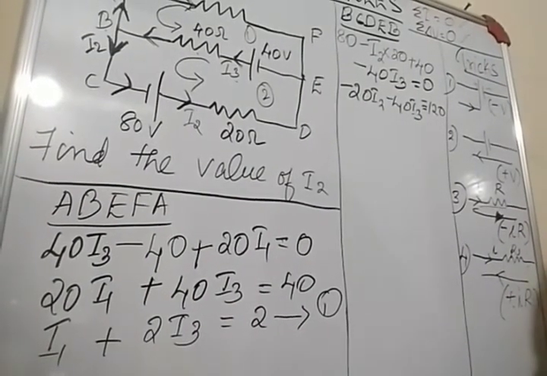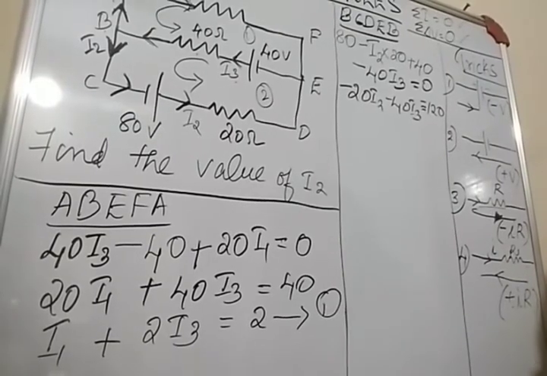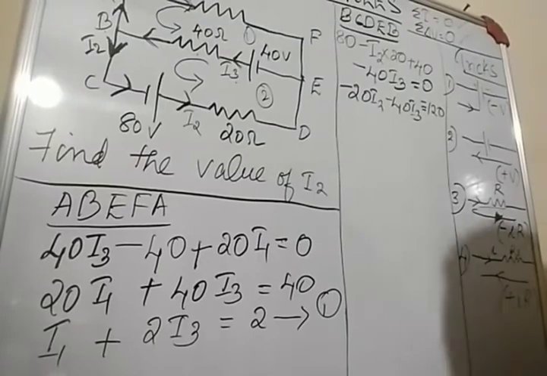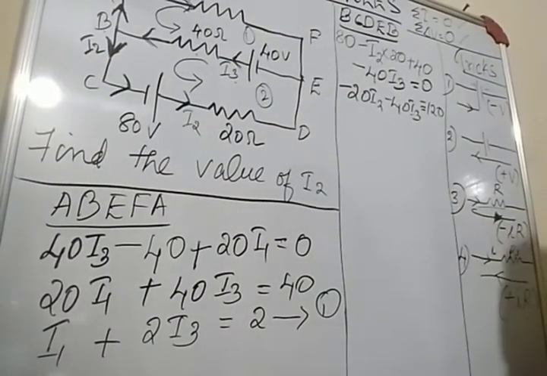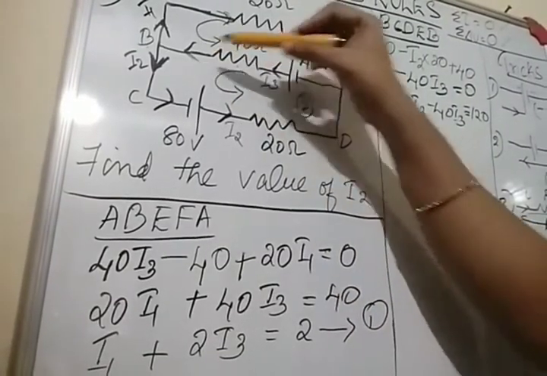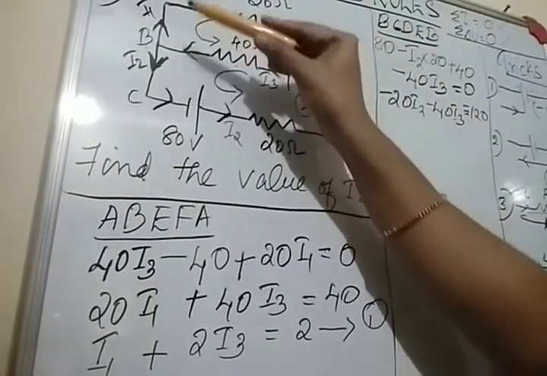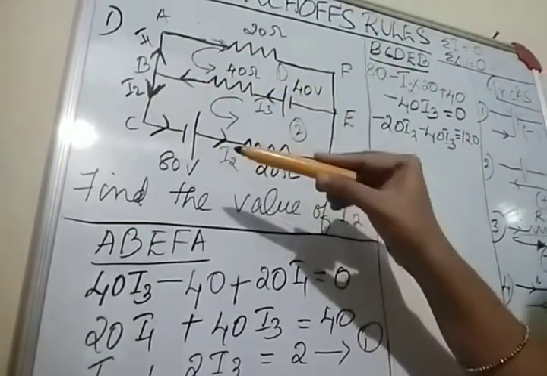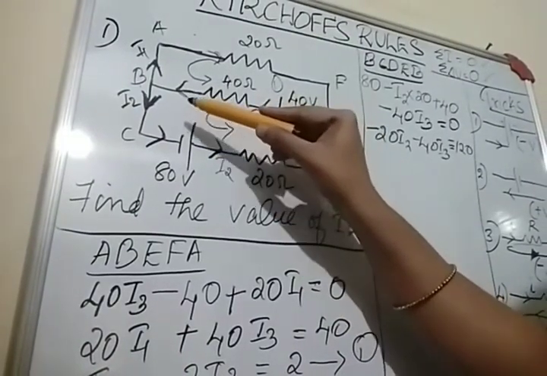So how can we change I2? For that we need to use our junction rule. Which is the junction rule? The total current entering the junction is equal to the total current leaving the junction. So if you consider the three currents here, the three currents are I1, I2 and I3, right?